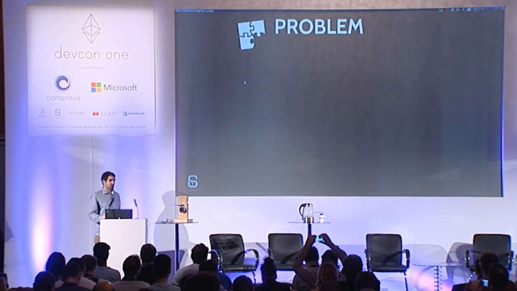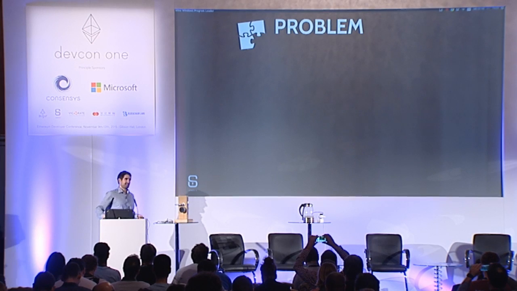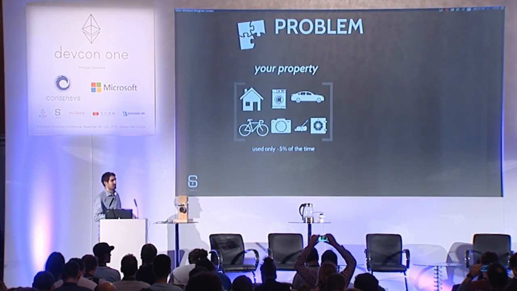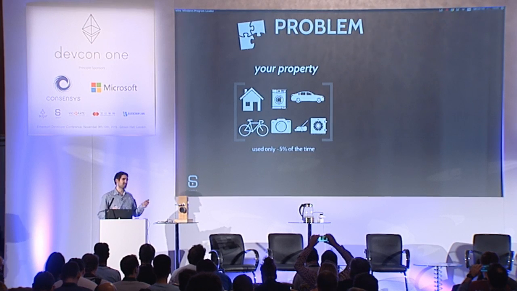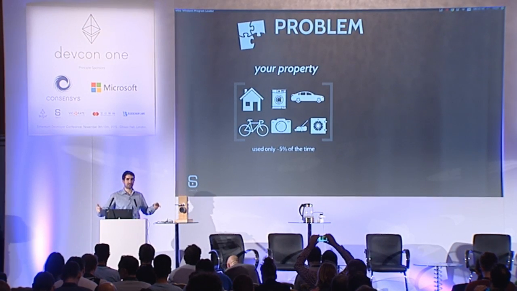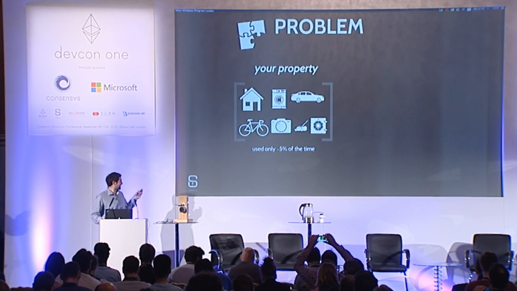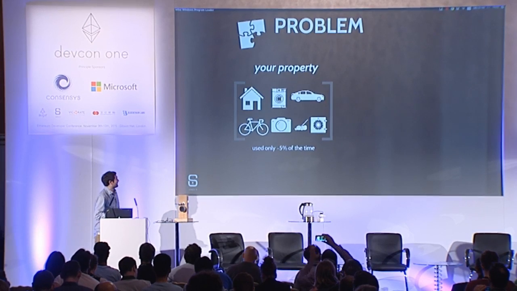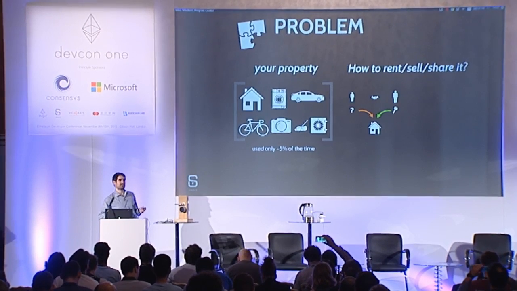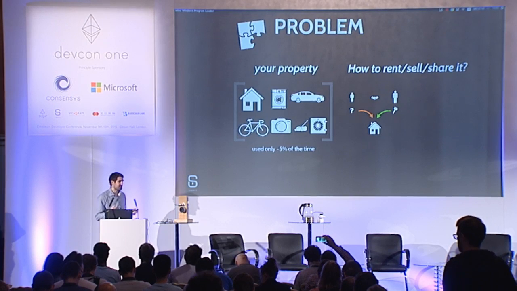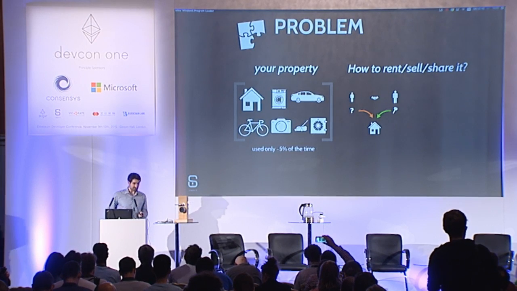So what is the problem we are trying to solve? So most of you have a lot of property. Think about your house, your car, your washing machine, your lawnmower, your bike, and a lot of different other things. But you use them only like 5% of the time. Most of the time they're just sitting around there, don't do anything. So now the problem comes, how could you rent, sell, or share them easily? And that's basically the problem we are trying to solve.